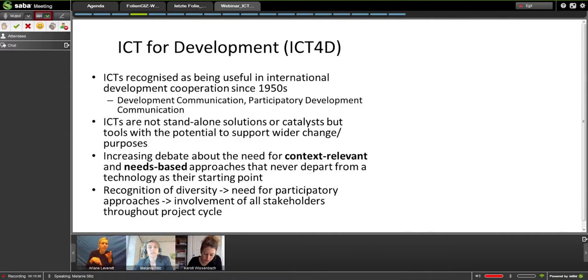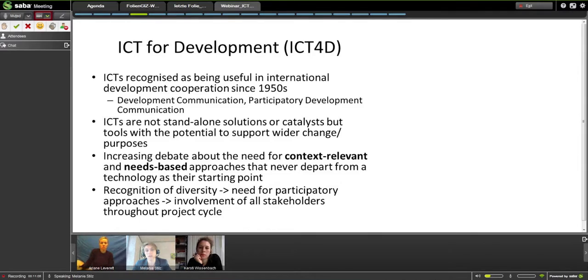Now there is an increasing debate about the need for context relevance and needs-based approaches that never depart from a technology as a starting point. So we should not look at what technology we want to use and then think about how it can be installed, but the approach is much stronger now towards finding out what the local needs are and what is context relevant in this area we want to work.